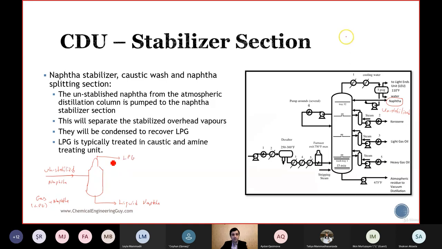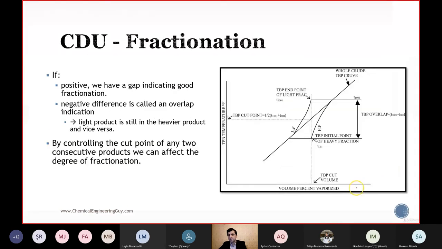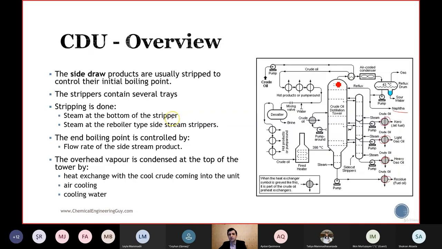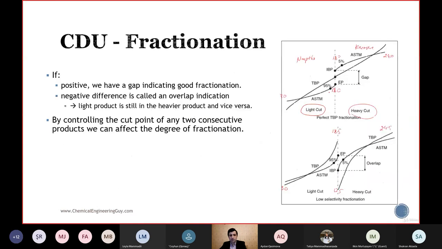Of course, we have a reflux drum here. I didn't draw it. We have the boiler, like a typical distillation column. So we assume this is the stabilizing section. We have the gases here, and we cool them down. We have an air cooler, we have a reflux drum, and again we separate the LPG as liquid and send the rest of the LPG back to the column. And from the bottom we have the liquid naphtha, and liquid naphtha is sent to NS.